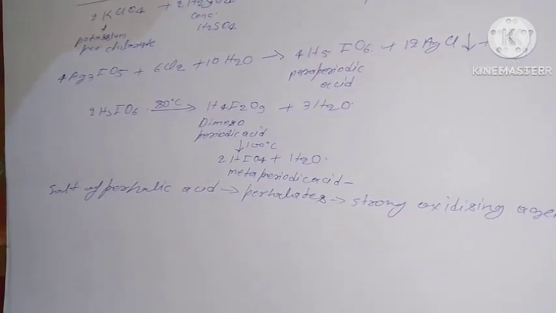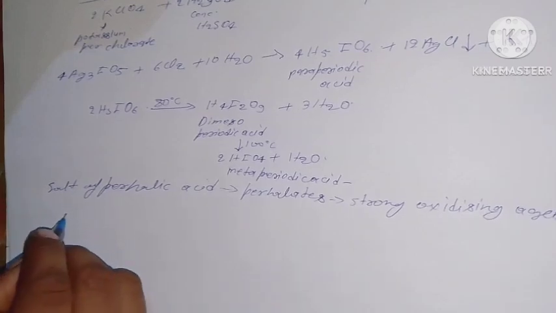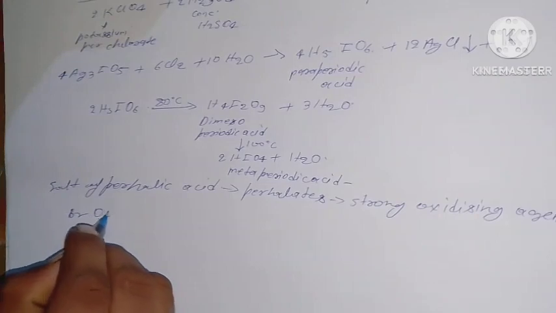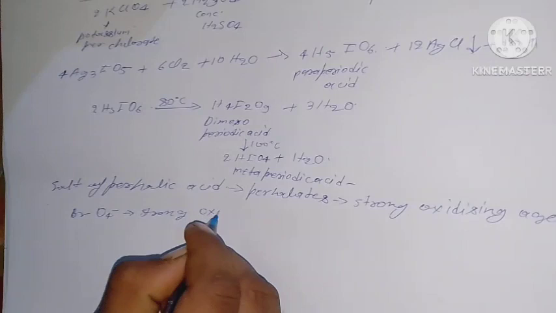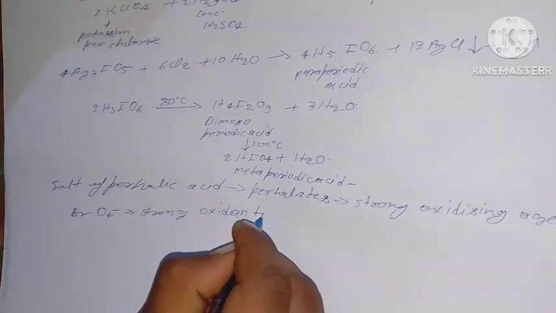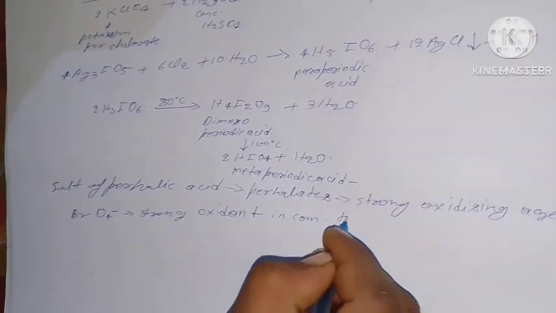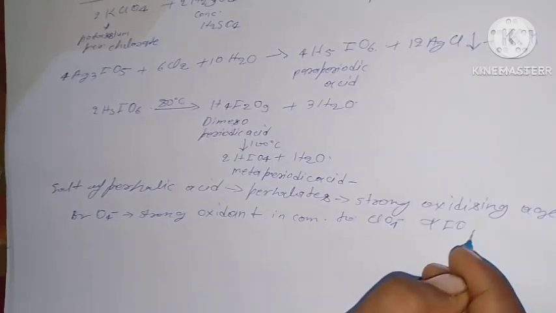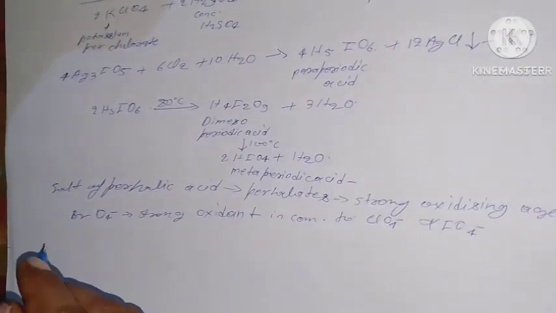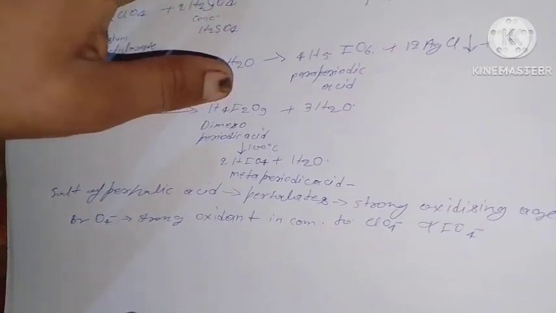BrO4 negative is a strong oxidant in comparison to ClO4 negative and IO4 negative. Okay, hence it is thermodynamically less stable and very unstable. Structure of oxy acids.